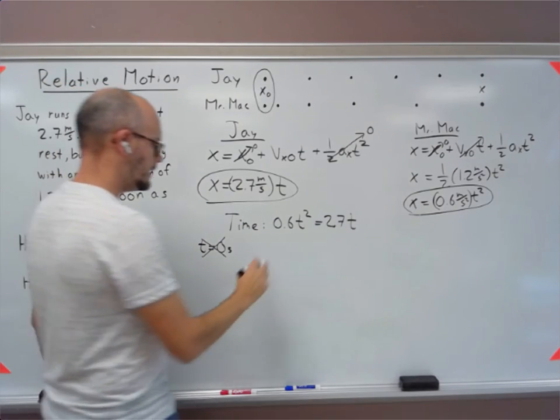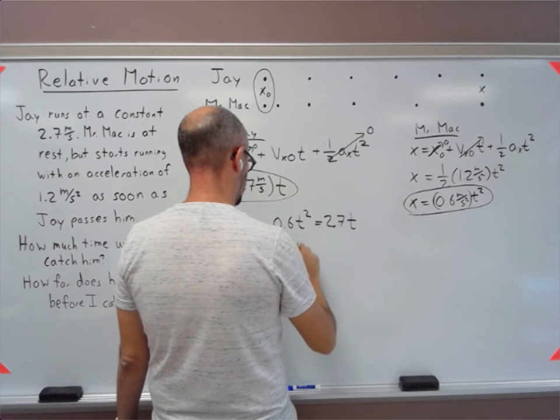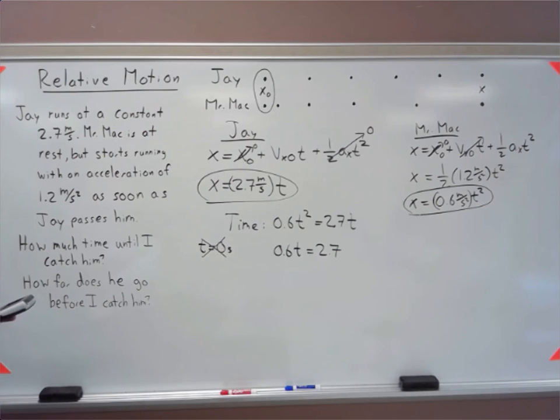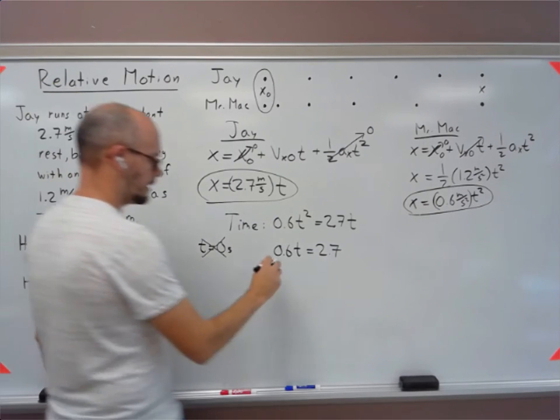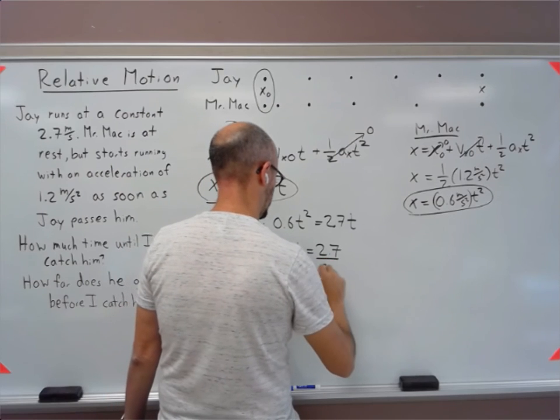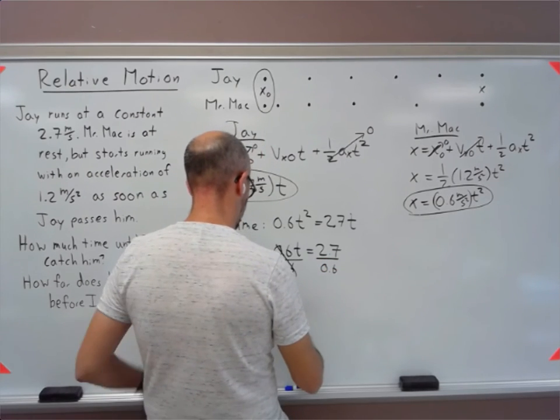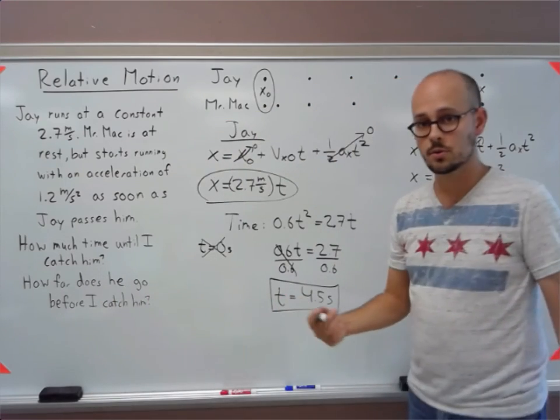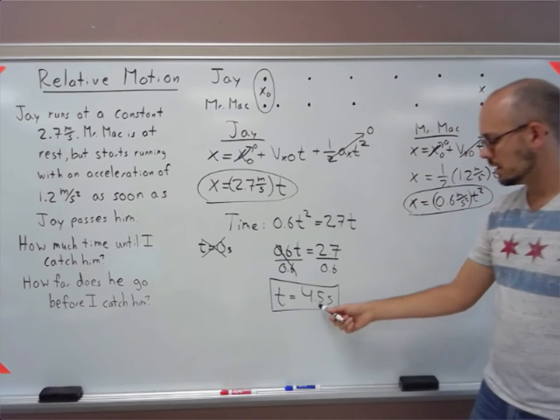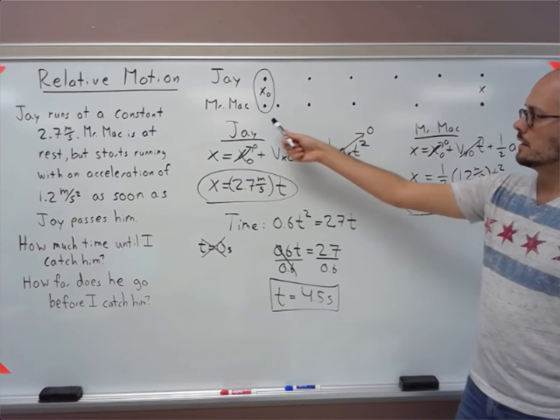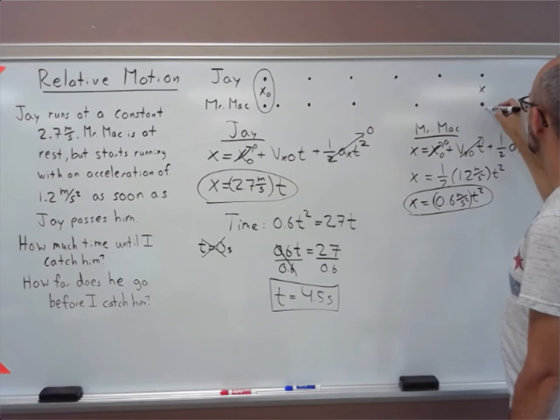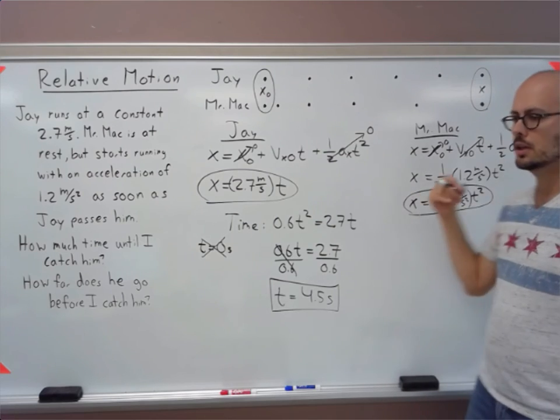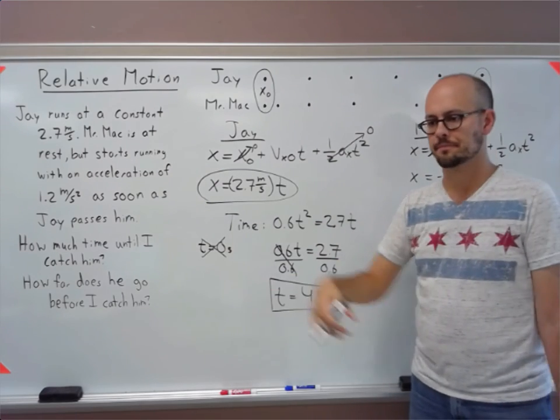If I factor out a t, the equation becomes 0.6 t equals 2.7. And so I can now solve for the time. If I divide both sides by 0.6, my time equals 4.5 seconds. So the two solutions to this equation are t equals 0 and t equals 4.5 seconds. This is t equals 0, and then this is t equals 4.5 seconds. And so that's the first answer to my question of how long does it take me to catch him.